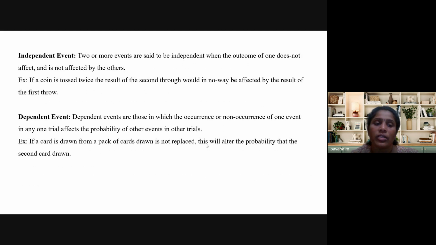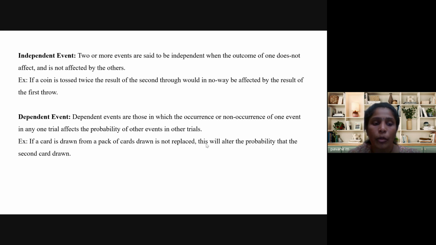And independent events. Independent events means two or more events are said to be independent when the outcome of one does not affect or is not affected by the others. That means when you are conducting a series of experiments, the outcome of one experiment will not affect the outcome of another experiment. That type of events are called independent events.